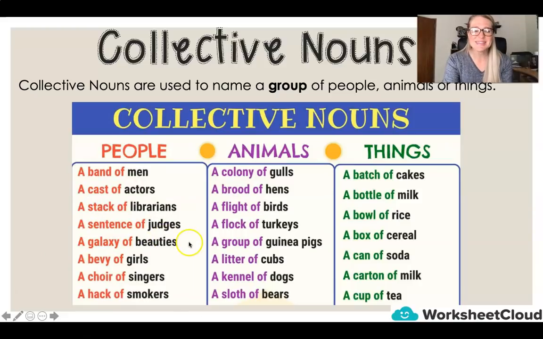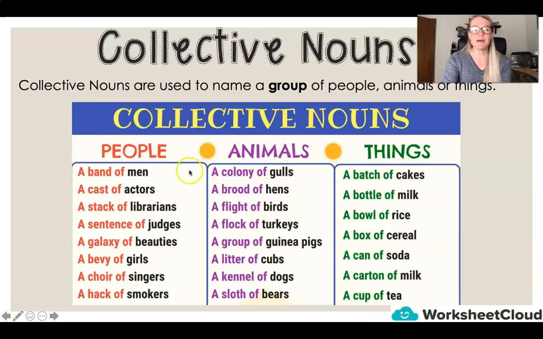A galaxy of beauties. Wow. Okay, animals: a colony of gulls, a brood of hens, a flight of birds, a flock of turkeys, a group of guinea pigs, a litter of cubs, a kennel of dogs, a sloth of bears. Very cool. And things: a batch of cakes, a bottle of milk, a bowl of rice, a box of cereal, a can of soda, a carton of milk, and a cup of tea. Right, so those are really cool.